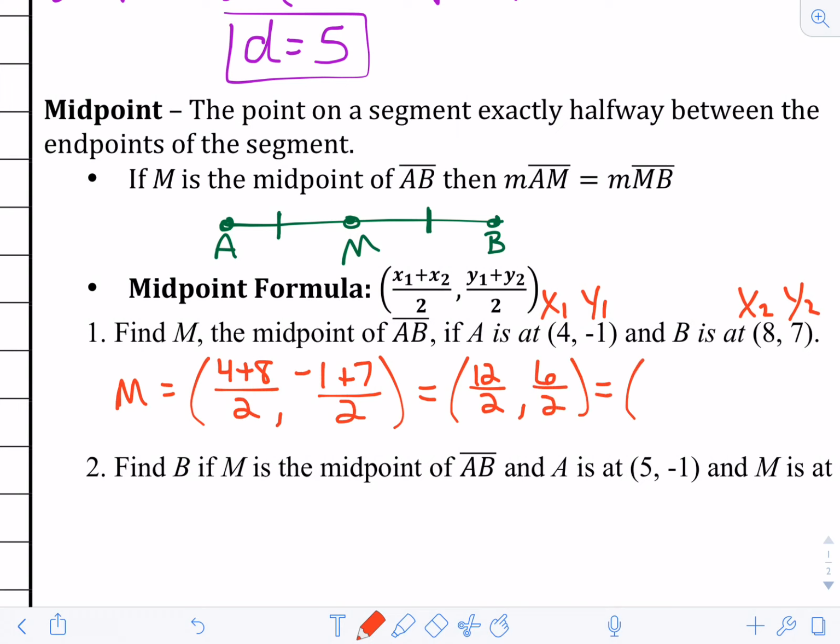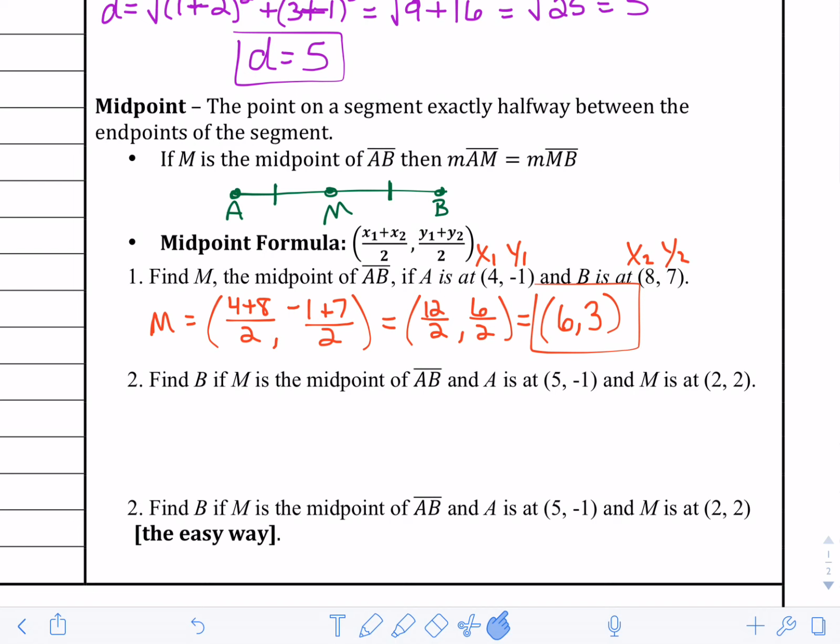And so that will equal 12 divided by 2 is 6. 6 divided by 2 is 3. So my midpoint here would be at (6, 3). Okay, so now the second question is a little bit different.